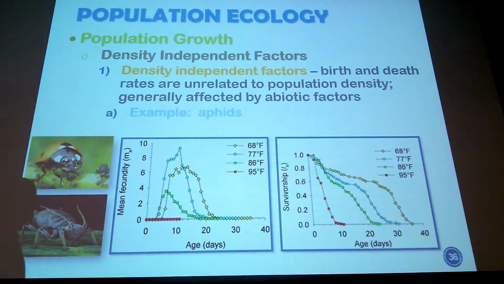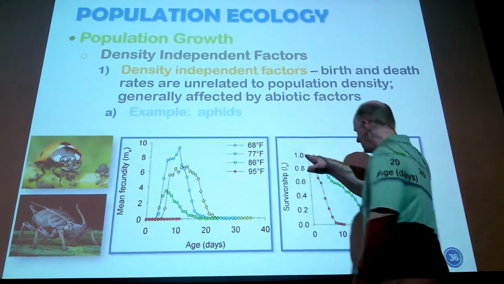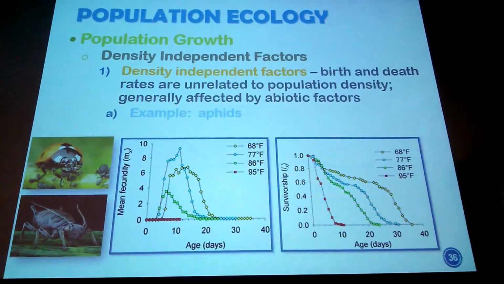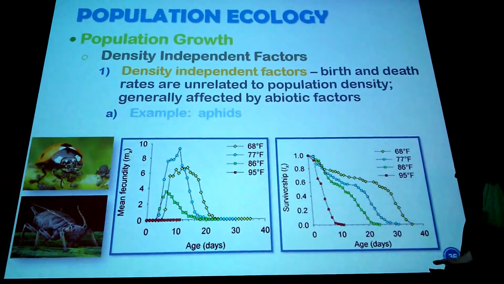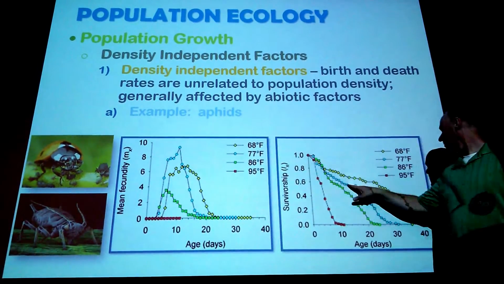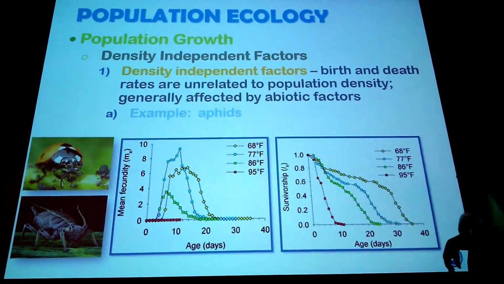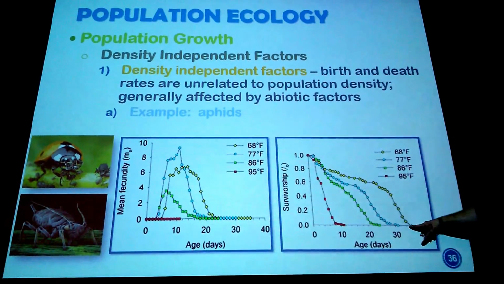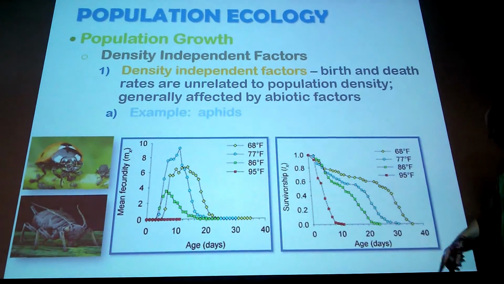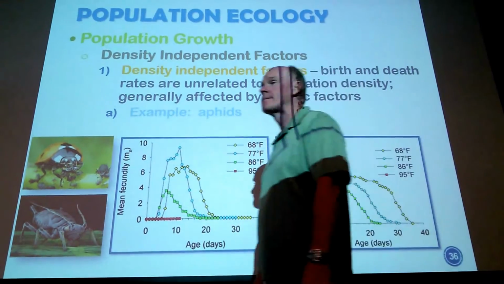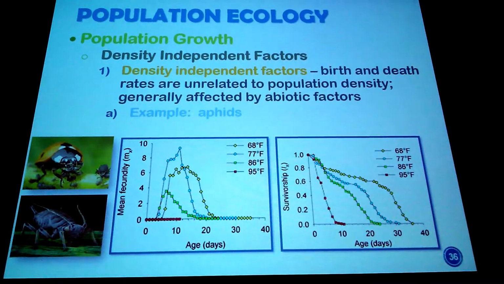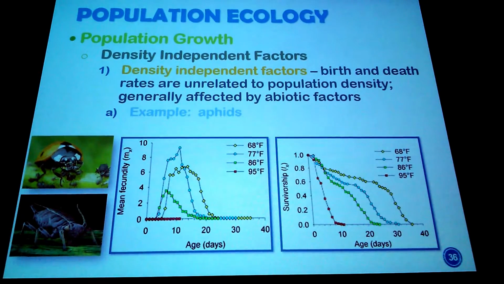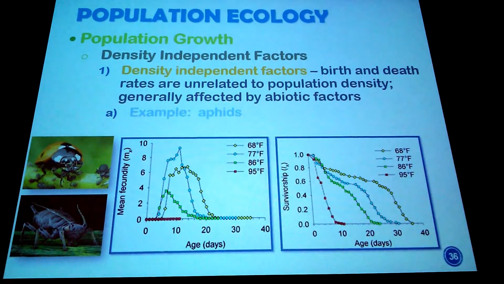Now, survivorship curve. How long do they last at different temperatures? At 95 degrees, they might last 10 days. At 86 degrees, they're good for about 22, 23 days. At 77, they're up to about 31 or 32 days, maybe a month. And then at 68 degrees, they're good for almost 35, 36, 37 days. So temperature, an abiotic factor, affects the population, but population size has nothing to do with population density. So it's a density independent factor.